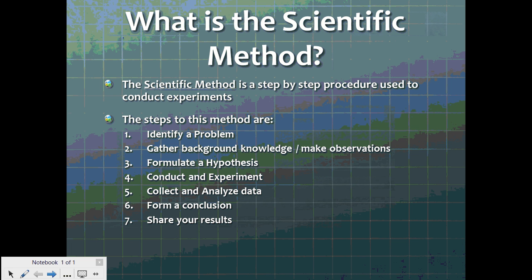What is the scientific method? The scientific method is a step-by-step procedure used to conduct experiments. The 7 parts are: 1. Identify a problem. 2. Gather background knowledge and make observations. 3. Formulate a hypothesis. 4. Conduct an experiment. 5. Collect and analyze data. 6. Form a conclusion. And finally, 7. Share your results.